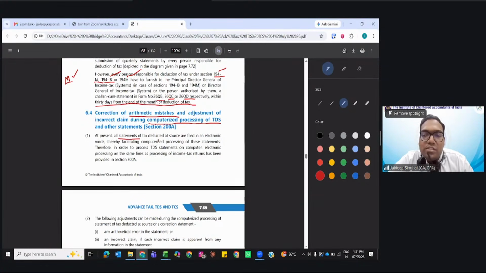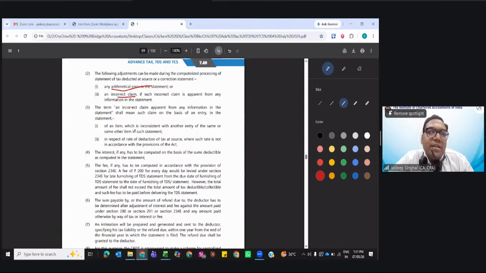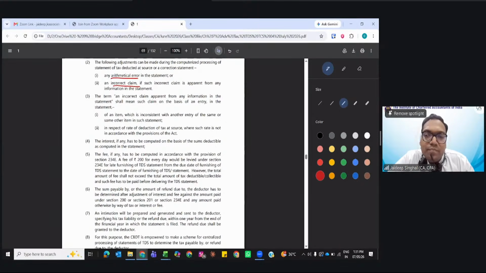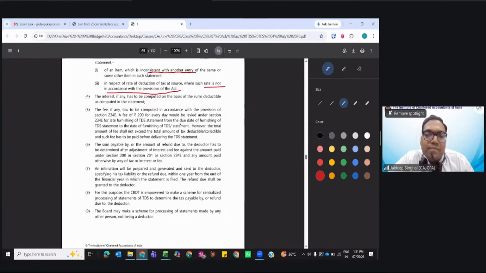At present, all statements are computerized processed. If there is any arithmetical error or any incorrect claim, the automatic system will reply. Incorrect claim means it is inconsistent with the entry. Let's suppose you have entered a challan, but you have not deposited it, you have just entered a fake dummy challan, that will not be accepted. The rate is not in accordance with the provisions of the Act. For 194G, you applied 7% instead of 10%.